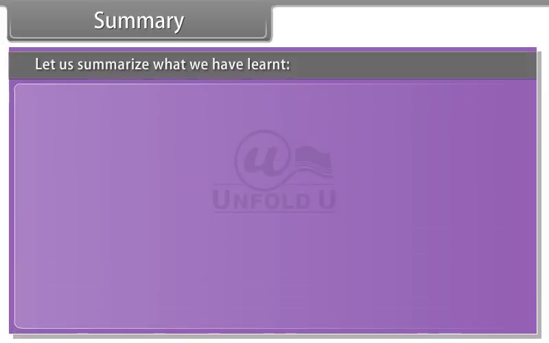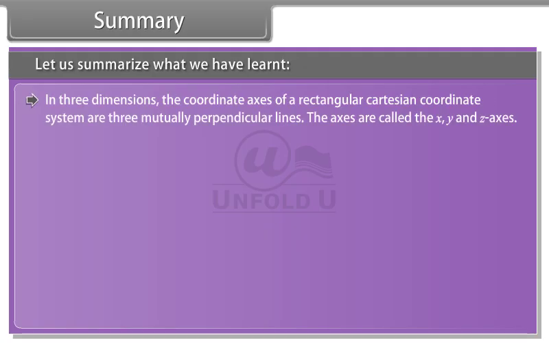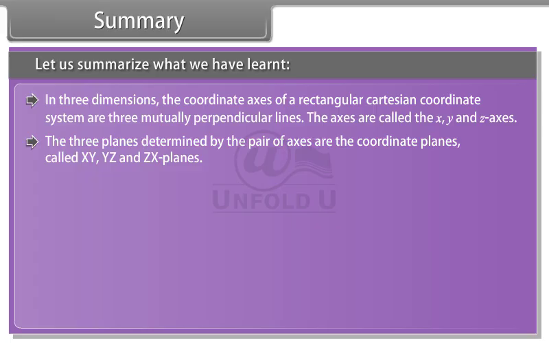Summary. Let us summarize what we have learned. In 3 dimensions, the coordinate axes of a rectangular Cartesian coordinate system are 3 mutually perpendicular lines. The axes are called the x, y and z axes. The 3 planes determined by the pair of axes are the coordinate planes called xy, yz and zx planes.